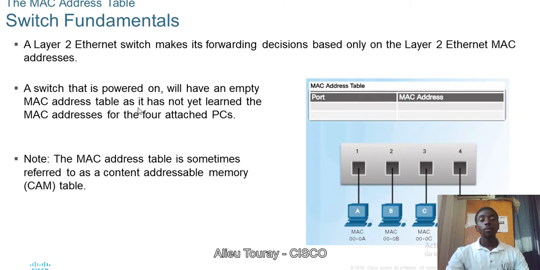So the MAC address table, as it is, has not learned the MAC addresses for the 4 attached PCs. So what they're suggesting here is that the first time you have a switch, a layer 2 switch, it does not have any MAC addresses learned.